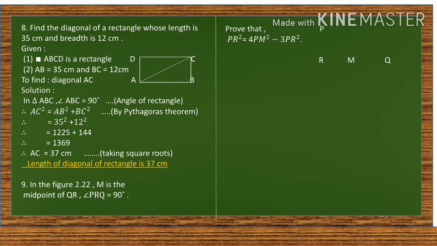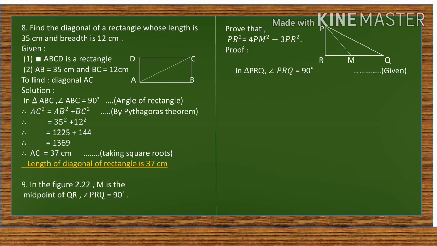In figure 2.22, M is the midpoint of QR. Angle PRQ is equal to 90 degrees. Therefore, we have to prove that PQ square is equal to 4PM square minus 3PR square.